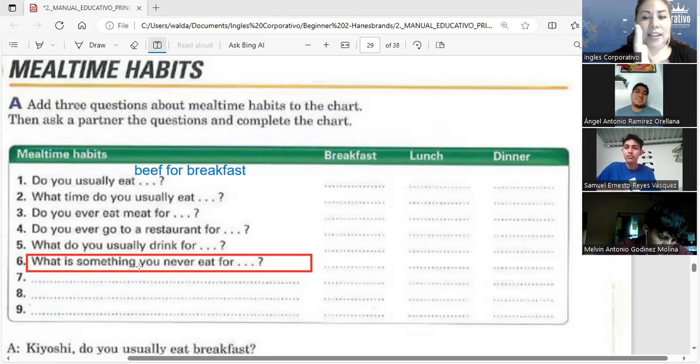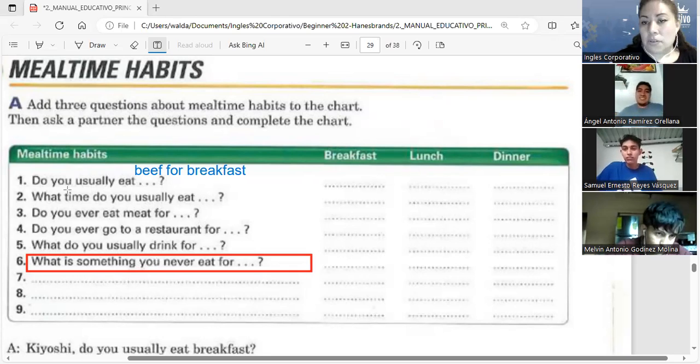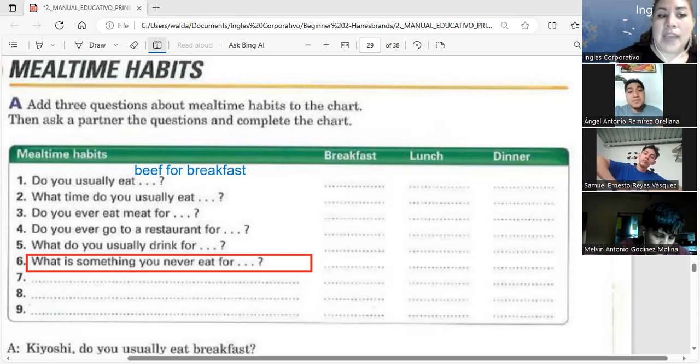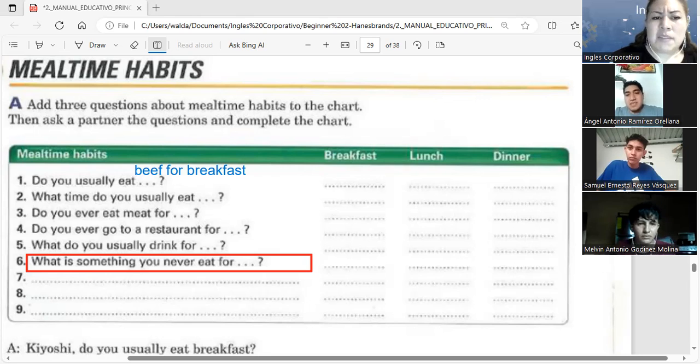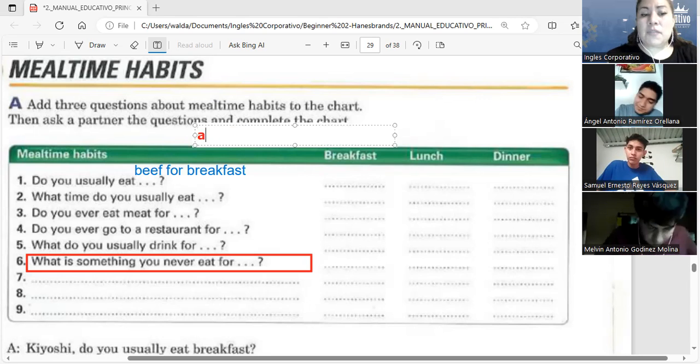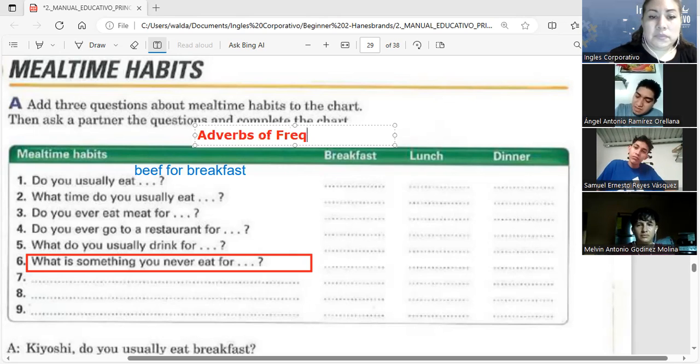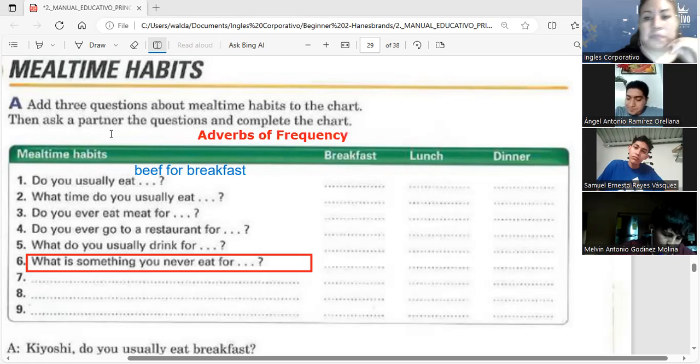Excellent. Bravo. Okay. Si les está costando esto un poco, les sugiero que hagan un repaso. Busquen videos en YouTube de adverbs of frequency, porque sí necesitan saberlo. Eso es un tema bien común. Okay, so adverbs of frequency, ¿para qué? Okay. All right, very good.